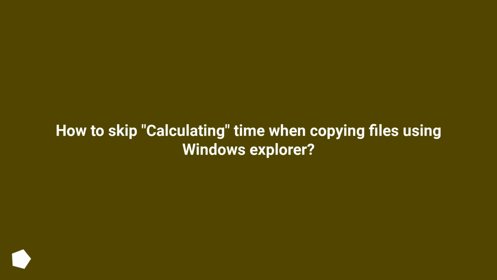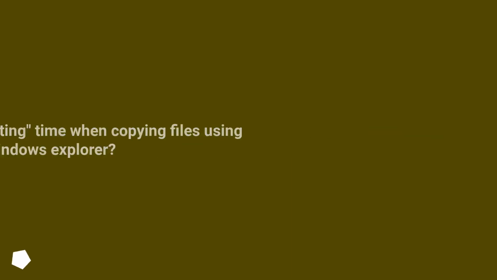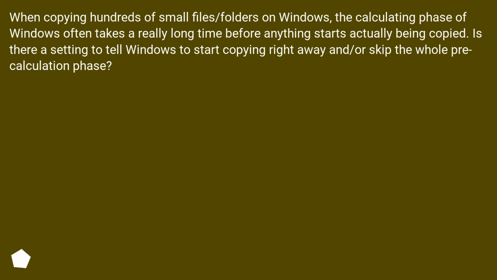How to skip calculating time when copying files using Windows Explorer? When copying hundreds of small files/folders on Windows, the calculating phase often takes a really long time before anything starts actually being copied. Is there a setting to tell Windows to start copying right away and skip the whole pre-calculation phase?